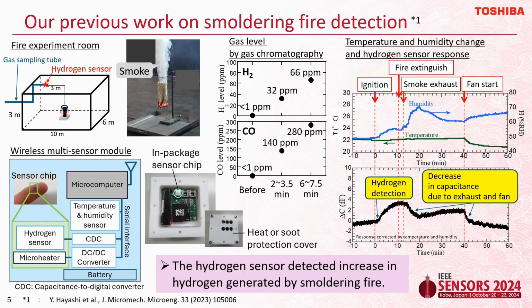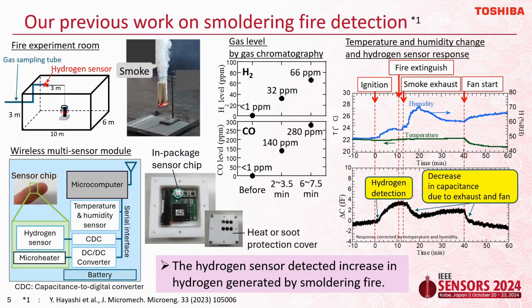We have previously succeeded in using our hydrogen sensor to detect hydrogen generated in the smoldering fire. This is the image of the experiment room. The hydrogen sensor module was installed on the ceiling at the height of 3 meters away from the cotton fire source, as shown in this picture. The installed wireless smart sensor module is equipped with a temperature humidity sensor, detector circuit, and microcomputer. And the hydrogen sensor chip was attached to it.